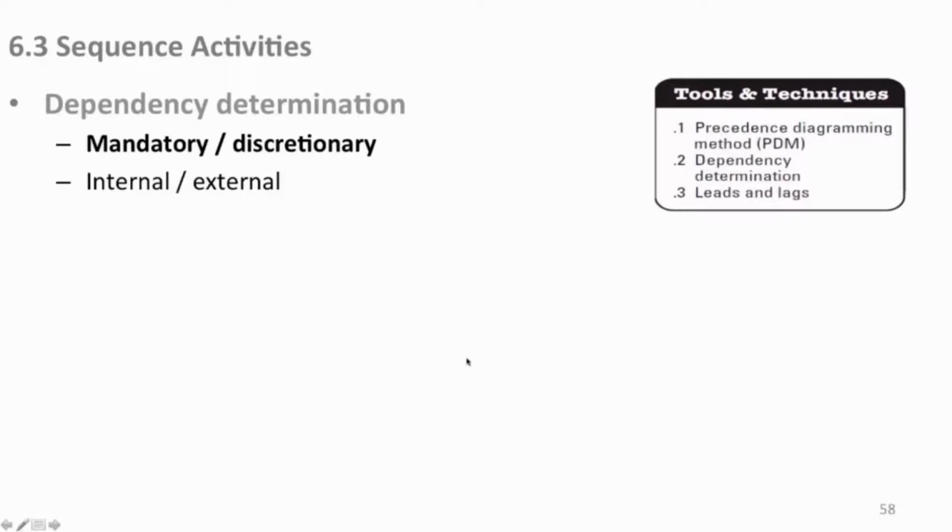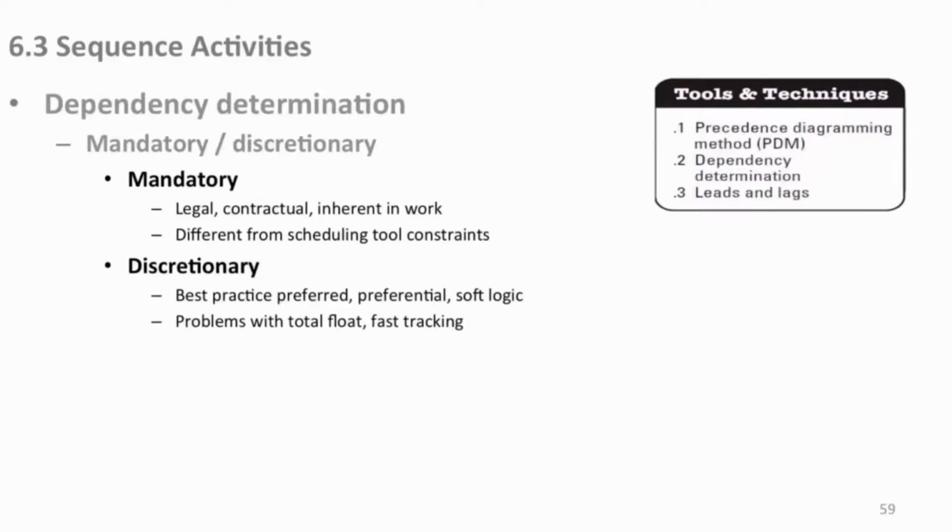How do you determine dependencies? You could have mandatory, milestone dependencies, or discretionary, at your own discretion, which would basically be leads and lags. Mandatory: legal, contractual, and just inherent in the work. You may have milestones, which is different from scheduling tool constraints; they're imposed dates. Discretionary: best practice, preferential, what they call soft logic in the PMBOK. It causes problems with float and fast tracking. You don't want to be discretionary with anything you do. You want to try and avoid that. You want to be very precise with what you do, and this will become clear as we go through here.